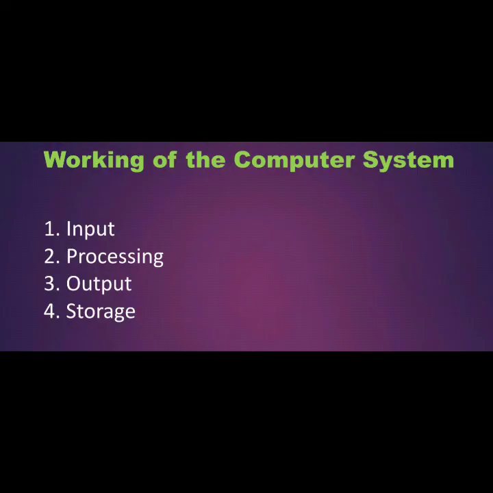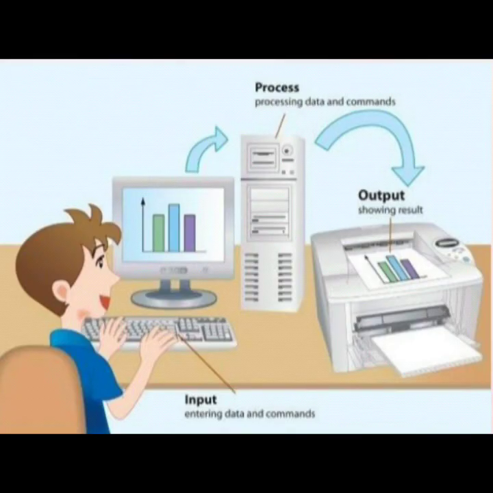Children, our next topic is working of the computer system. As we know, a computer works in the IPO cycle to convert the raw data into useful information. It has mainly 4 functions to perform. First one is input, second processing, third is output, and the last is storage. Input means the computer accepts data and instructions. Processing means it manipulates data as per instruction, means as you give instruction, it will manipulate data. It will work on those instructions.